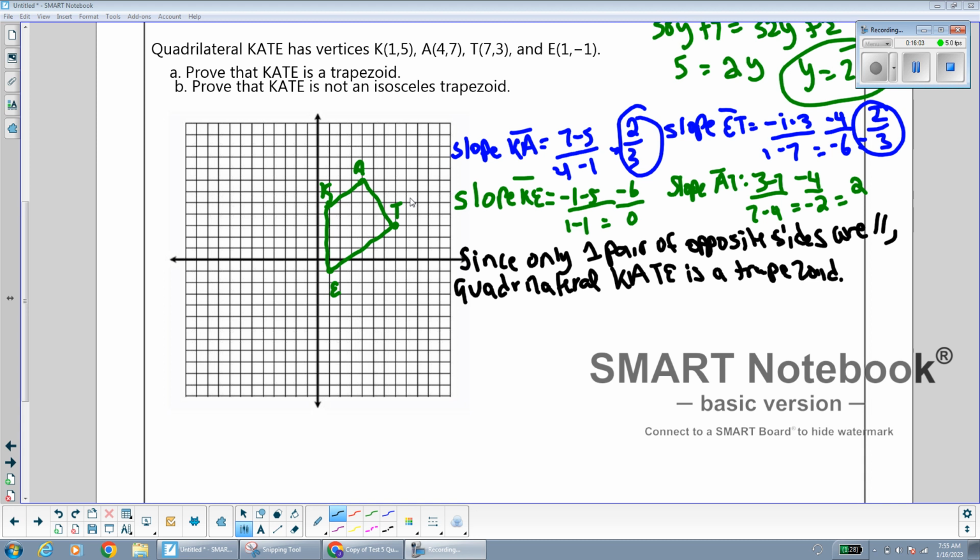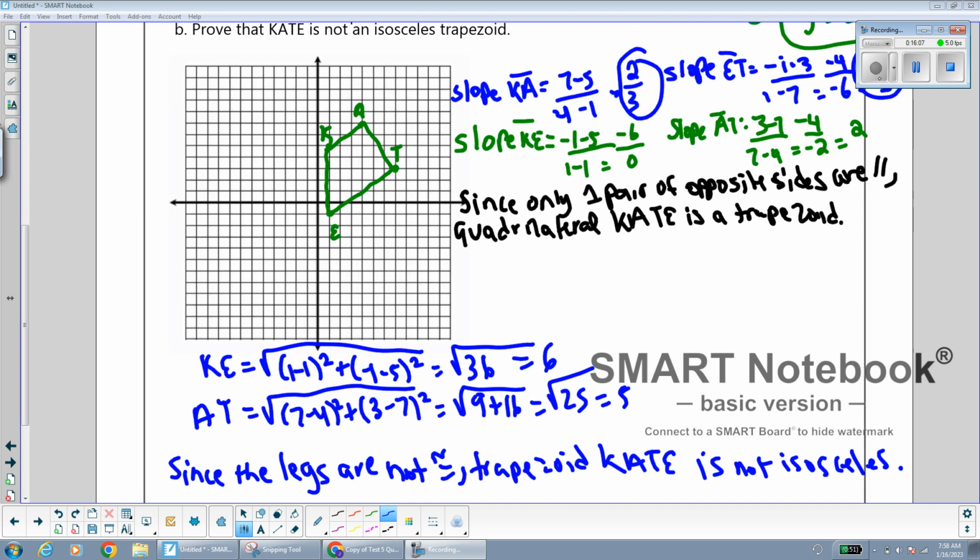I'm going to pause the video so I can plug into my distance formula. Okay, here are my calculations to find the length of the legs so that you can match them up with your own. And I ended with a concluding statement. Since the legs are not congruent, trapezoid K is not isosceles. Moving on.